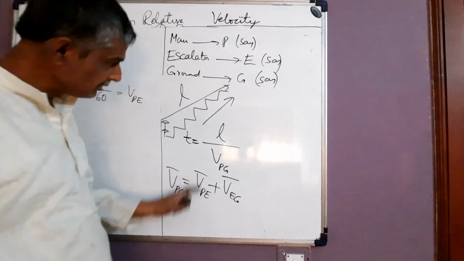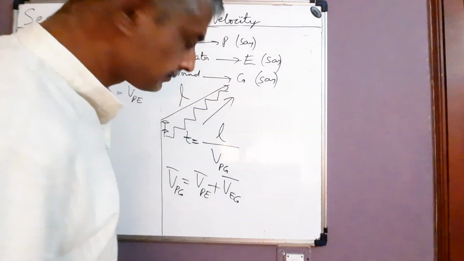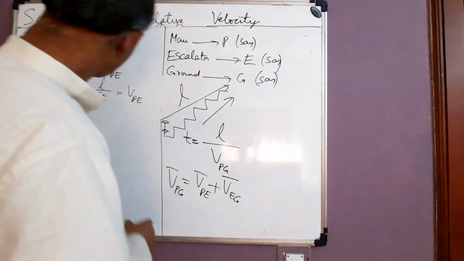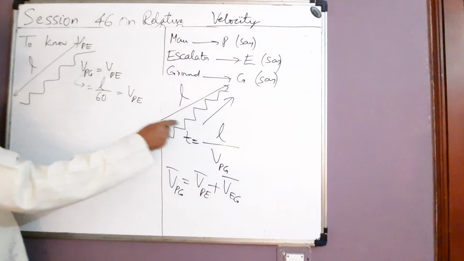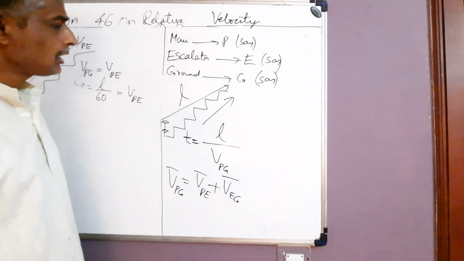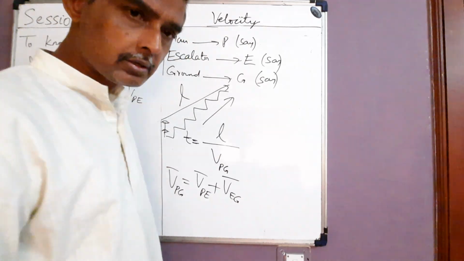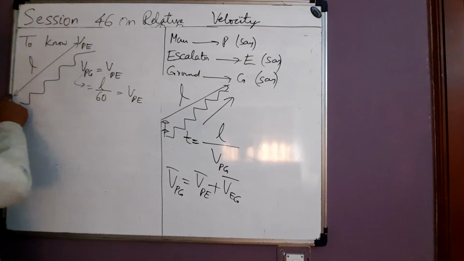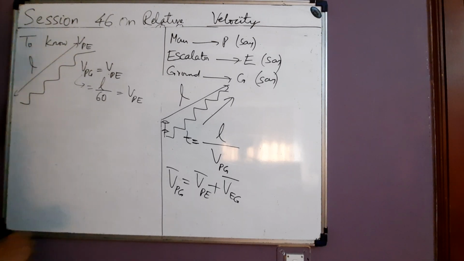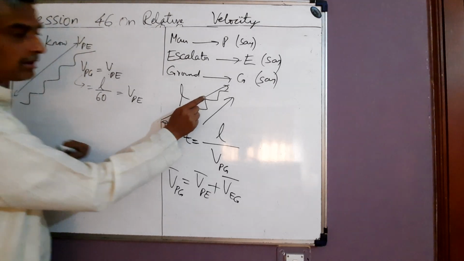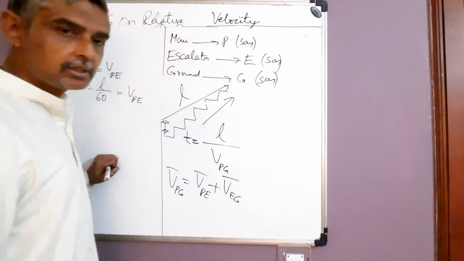But now we have to find VPE for this case, the moving escalator. Here we have to make a very basic assumption: the person runs in both cases, on the stalled escalator and the moving escalator, with the same force. He applies the same force to walk up the moving escalator and the stalled escalator. This means that VPE for this case is also VPE for this case. Is it clear what I have said?